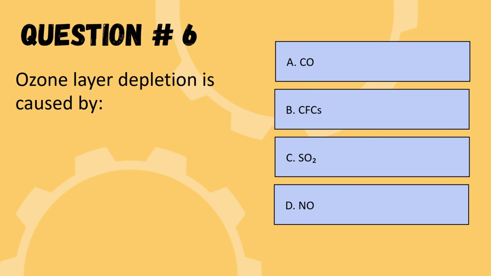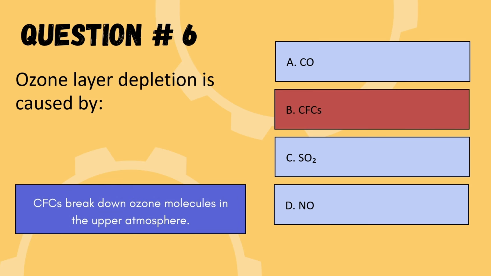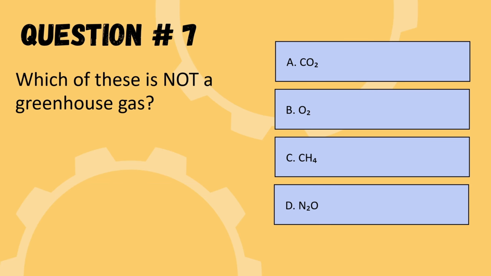Ozone layer depletion is caused by. So options are CO, CFC, SO2, NO. So the correct option is option B, CFC. So we are moving to the next question.